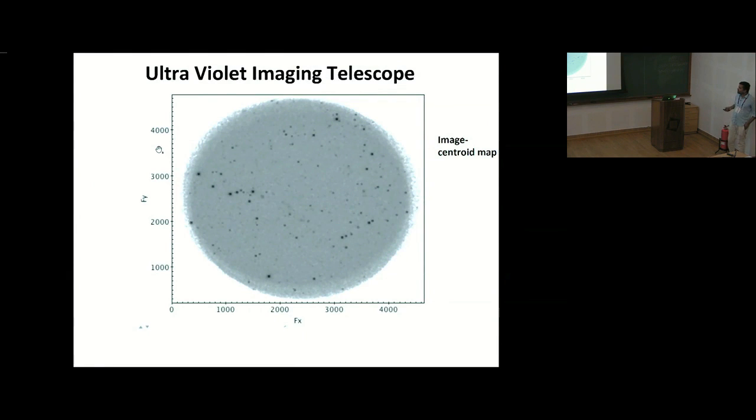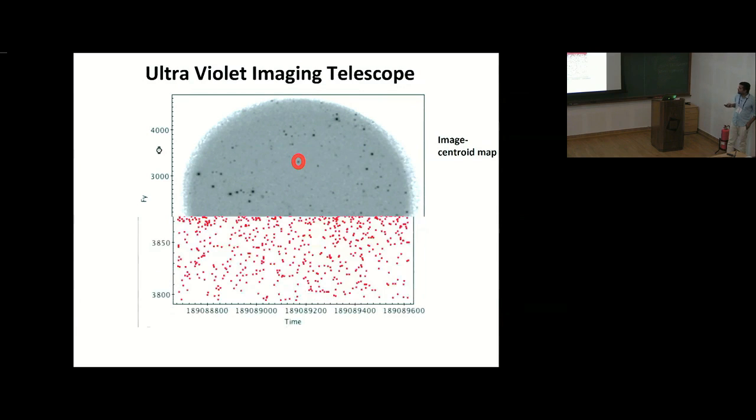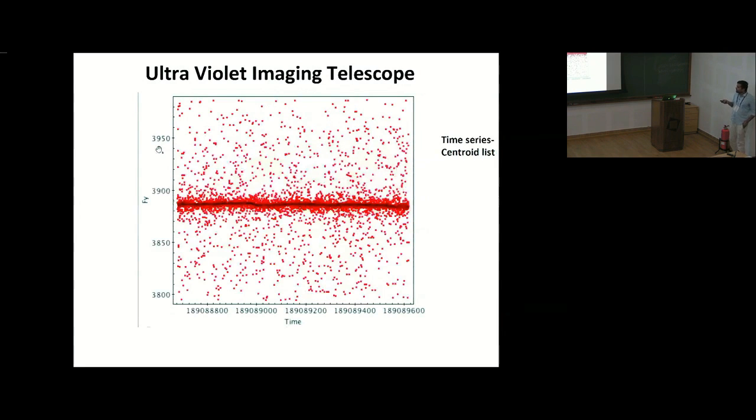You can see many sources in the field. This is basically a 2D histogram of the field. If I select a source here, I can get the light curve. There's another dimension to this, the time axis, so I get the plot, which is basically the light curve. I can do time series analysis on this.